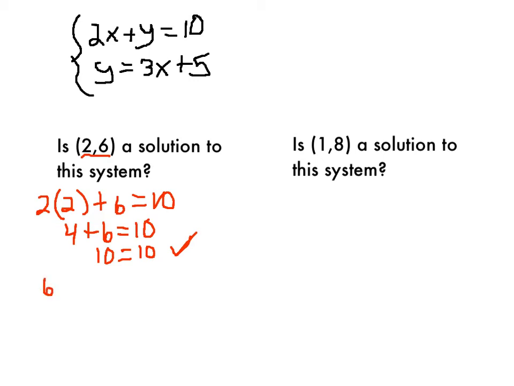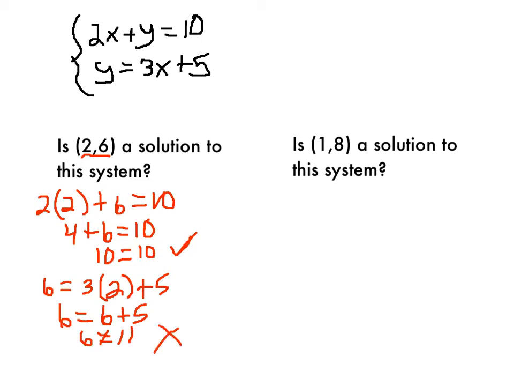If it's a solution to the system, it needs to work in the second equation. So when I plug 6 in for y, and 2 in for x, I get 6 equal to 6 plus 5. Well, that's not going to be true. 6 is not equal to 11. So that doesn't work in this equation. So is 2, 6 a solution to this system? The answer is no, because it does not satisfy both equations.